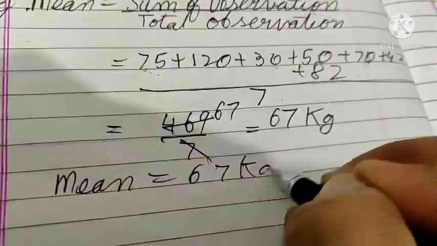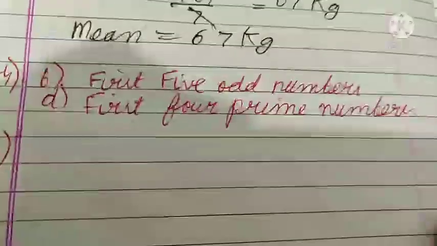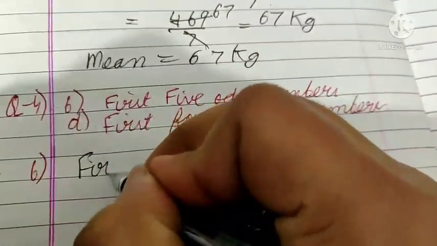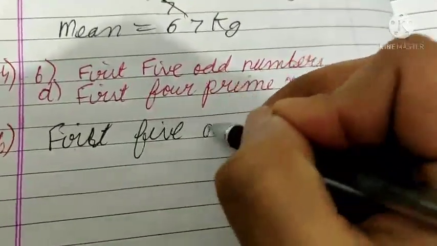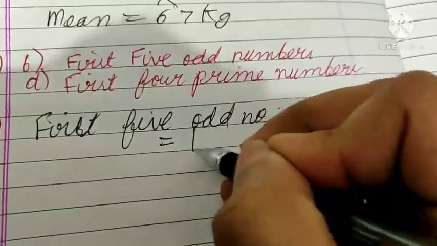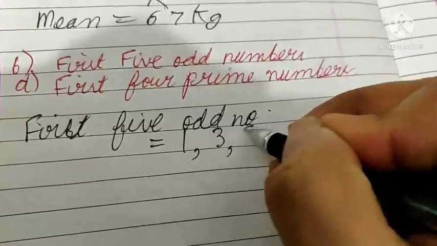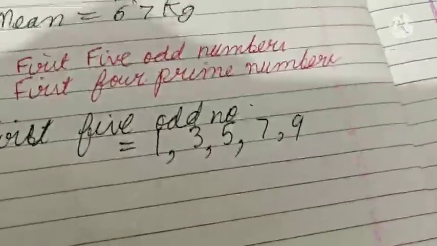So this is our question here, that we have to find the mean of the first 5 odd numbers. What are the first 5 odd numbers? The first odd number is 1, then 3, then 5, then 7, then 9. These are the first 5 odd numbers.